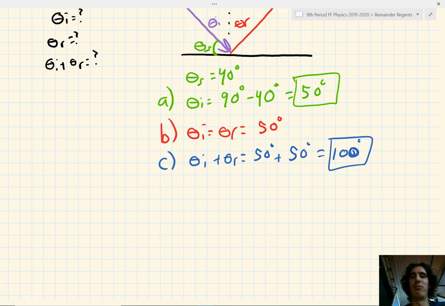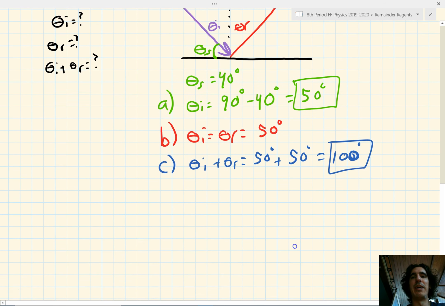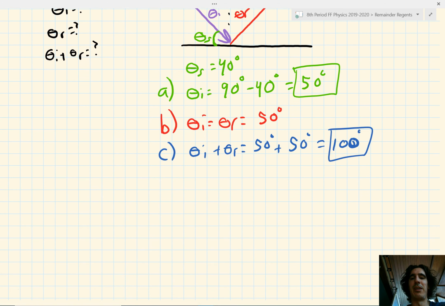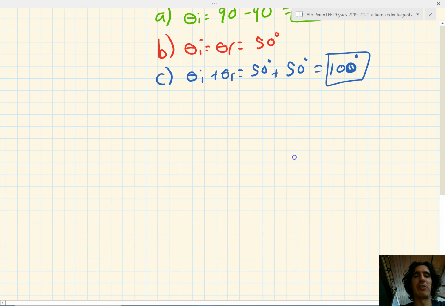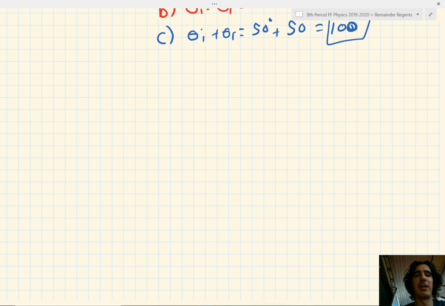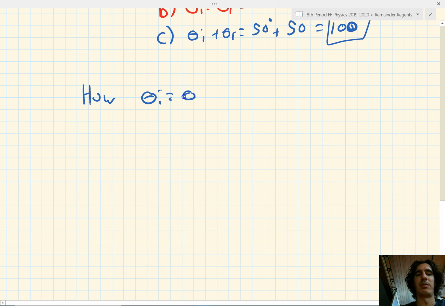But why don't we look at what really happens in terms of why it is that theta I equals theta r. So what we're going to do for this is set up a thought experiment by Richard Feynman and his theory on quantum electrodynamics, or QED. And in here he discusses how theta I equals theta r really works, using quantum electrodynamics.